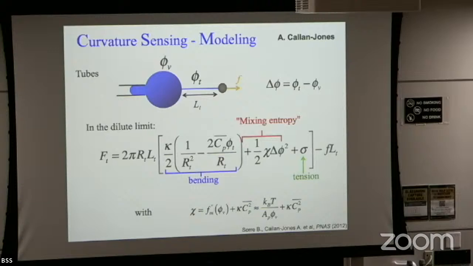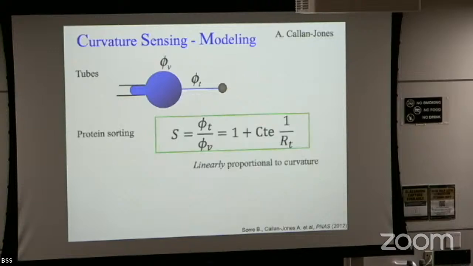So from there you can minimize the bending energy. And what you get is something kind of simple. You get an enrichment, which is 1 plus a constant divided by the tube radius, or at least the curvature. So you expect to see a simple linear relationship between the enrichment and the curvature. And we have found 2 limits in the system.